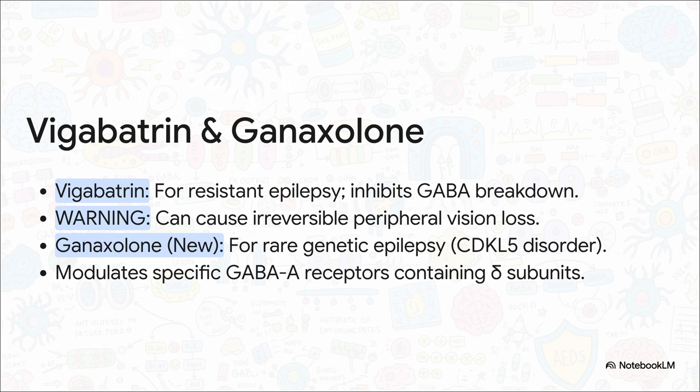Then, on the complete cutting edge, you have a new drug called ganaxolone. This is a great example of precision medicine. It's a modulator that only works on GABA receptors that have a very specific protein subunit. And because of that, it's been approved for a single, rare genetic condition called CDKL5 deficiency disorder.